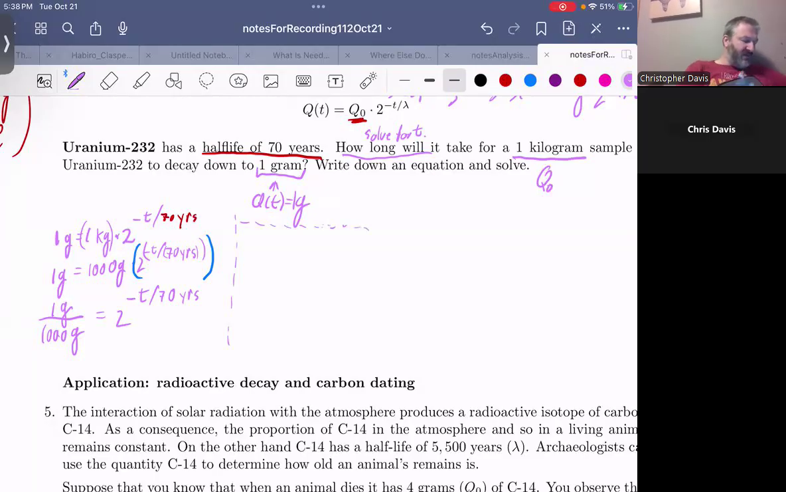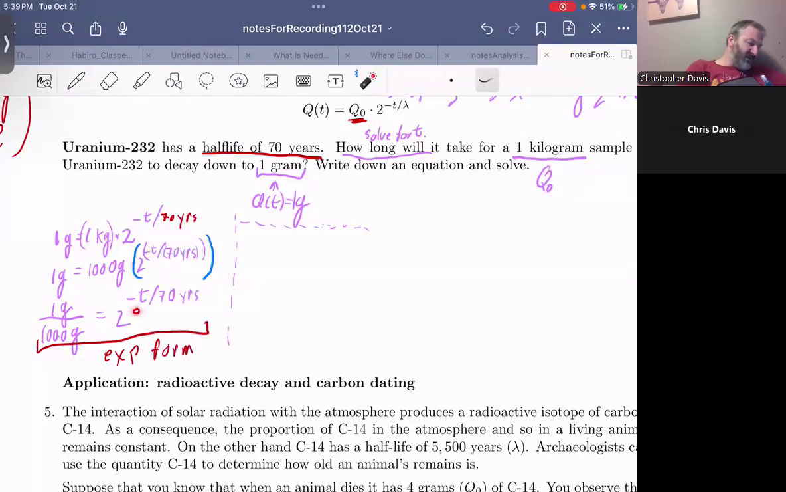All right, so let's carry on from there. So I guess here's one thing I see. The grams are going to cancel. And now I see 2 to a power. Well, this looks like an equation that is in exponential form, and all the unknowns are in the exponent. So if you want to solve that, putting it into log form seems a good idea.